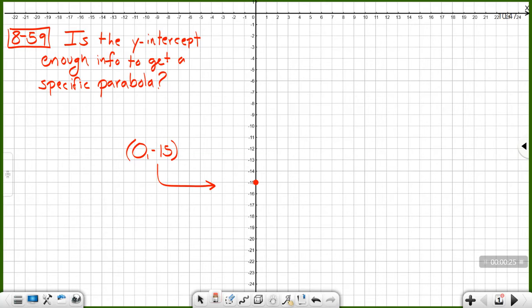If we look at this, the first question we see in 859 is: is the y-intercept enough information to get a specific parabola? Part of my sketching here, it's not going to be perfect, but if I were to draw a parabola that I was just thinking of, I could draw a parabola that comes down here and turns around and goes back up again. And it crosses through that y-intercept. But is that the only parabola that I can draw through that point?